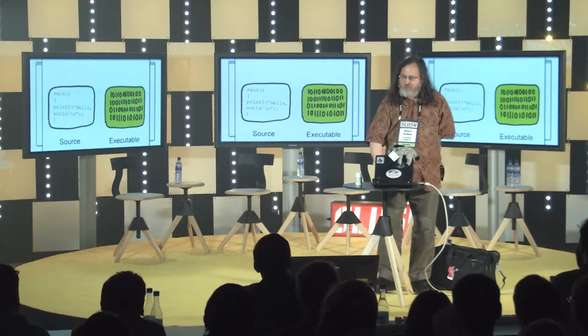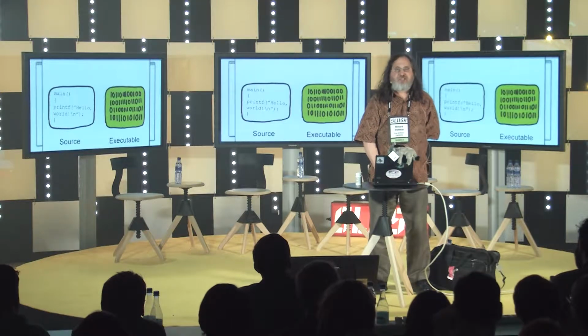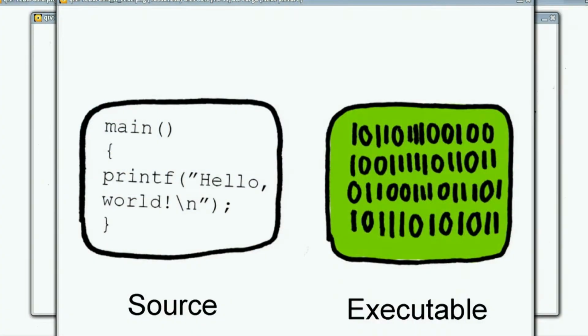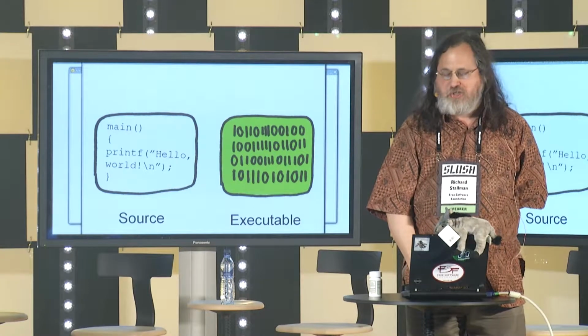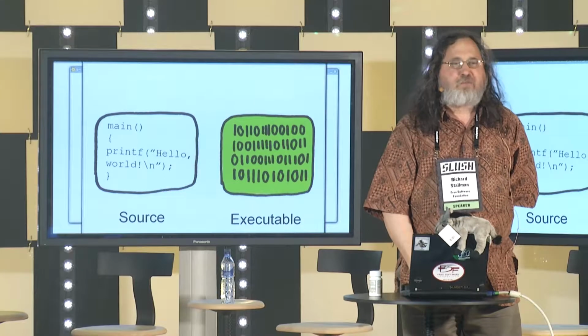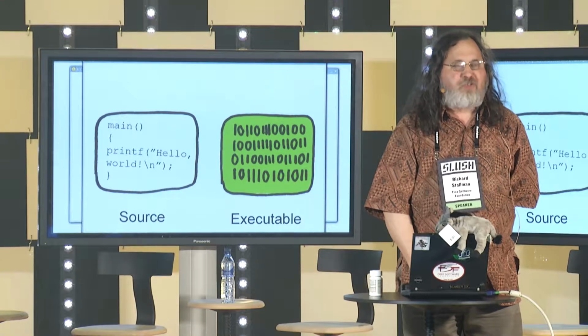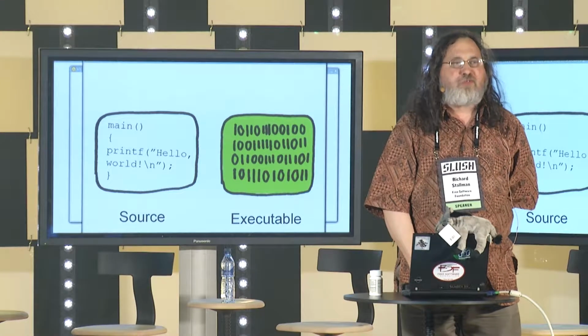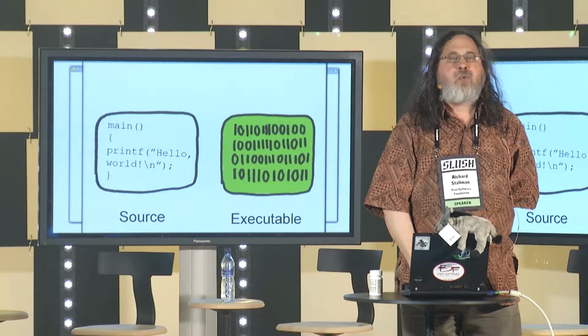So here's the difference between source code and executable. If all you get is the executable, you're not going to be able to figure out what this program does. To figure that out is a very hard job called reverse engineering. But if you get the source code, then if you understand programming, you can see what it does and you can change it. So free software has to come with source code.